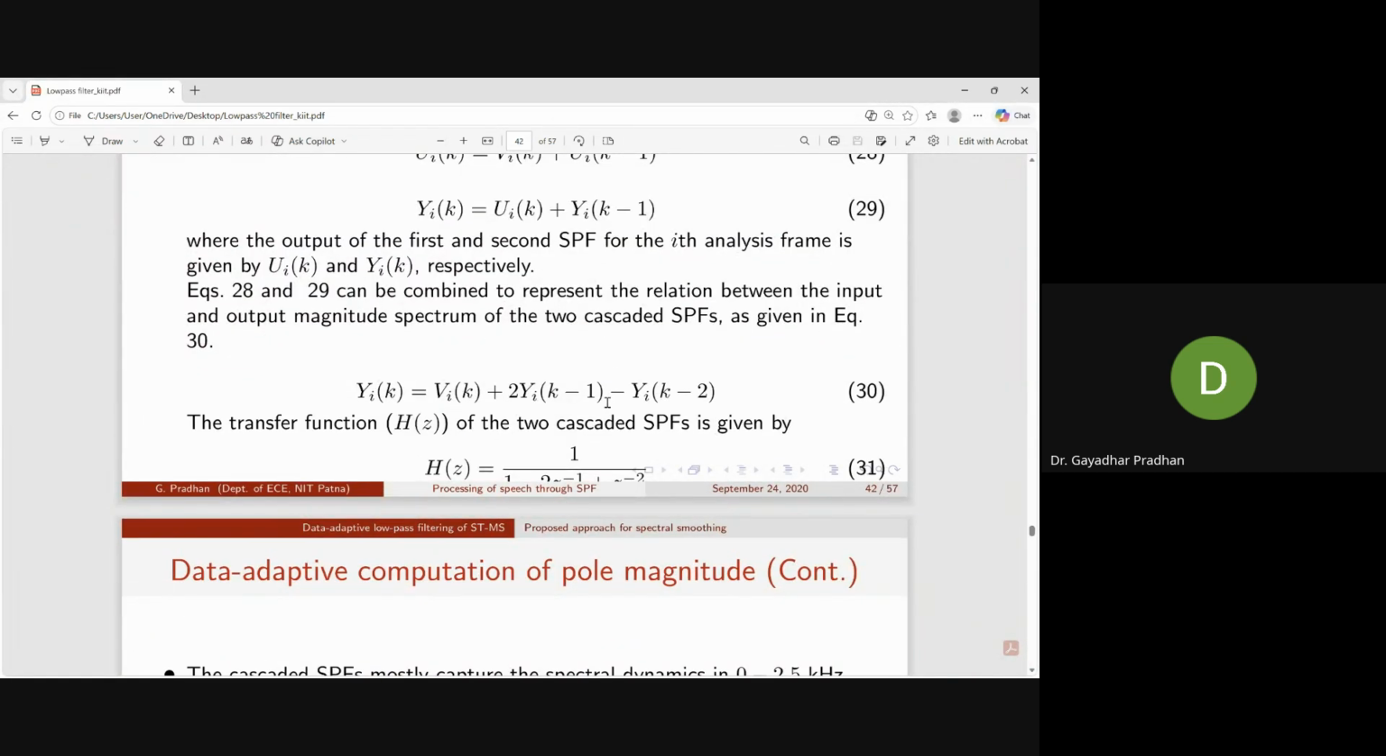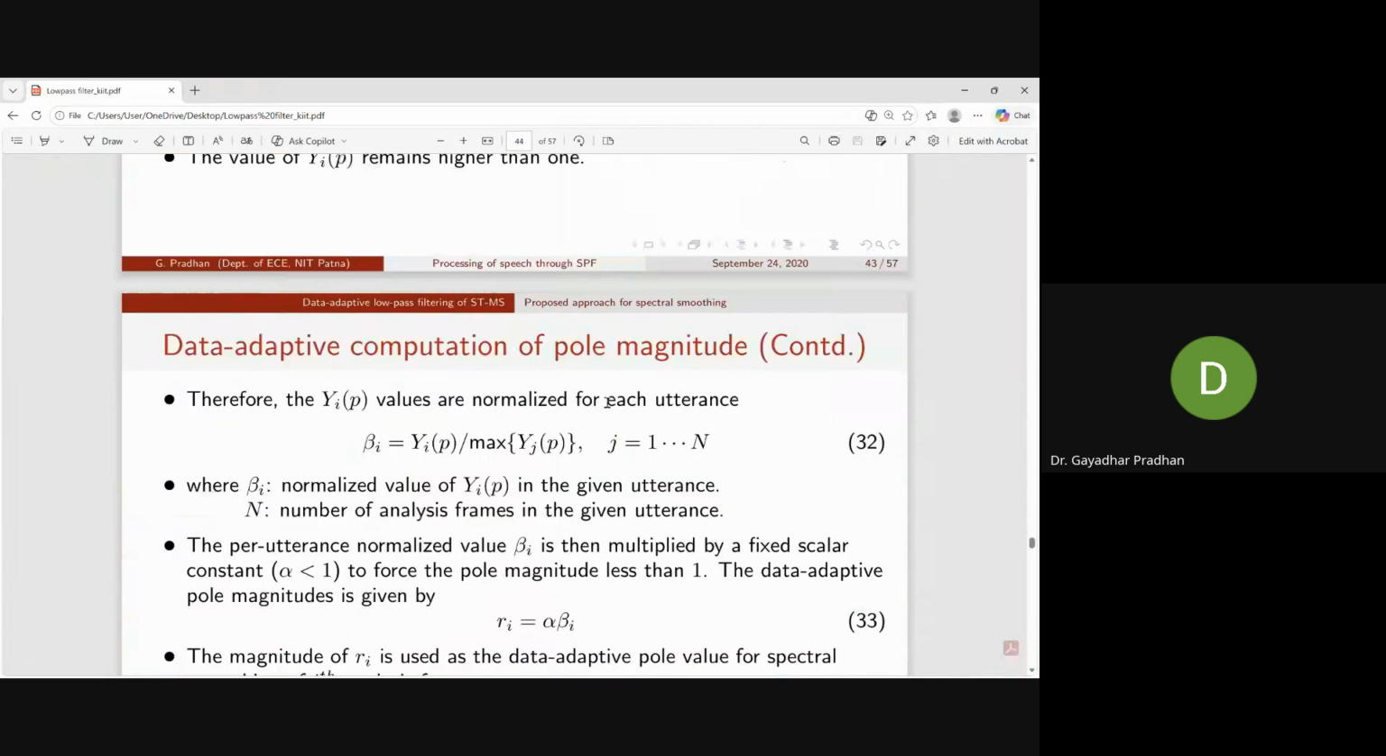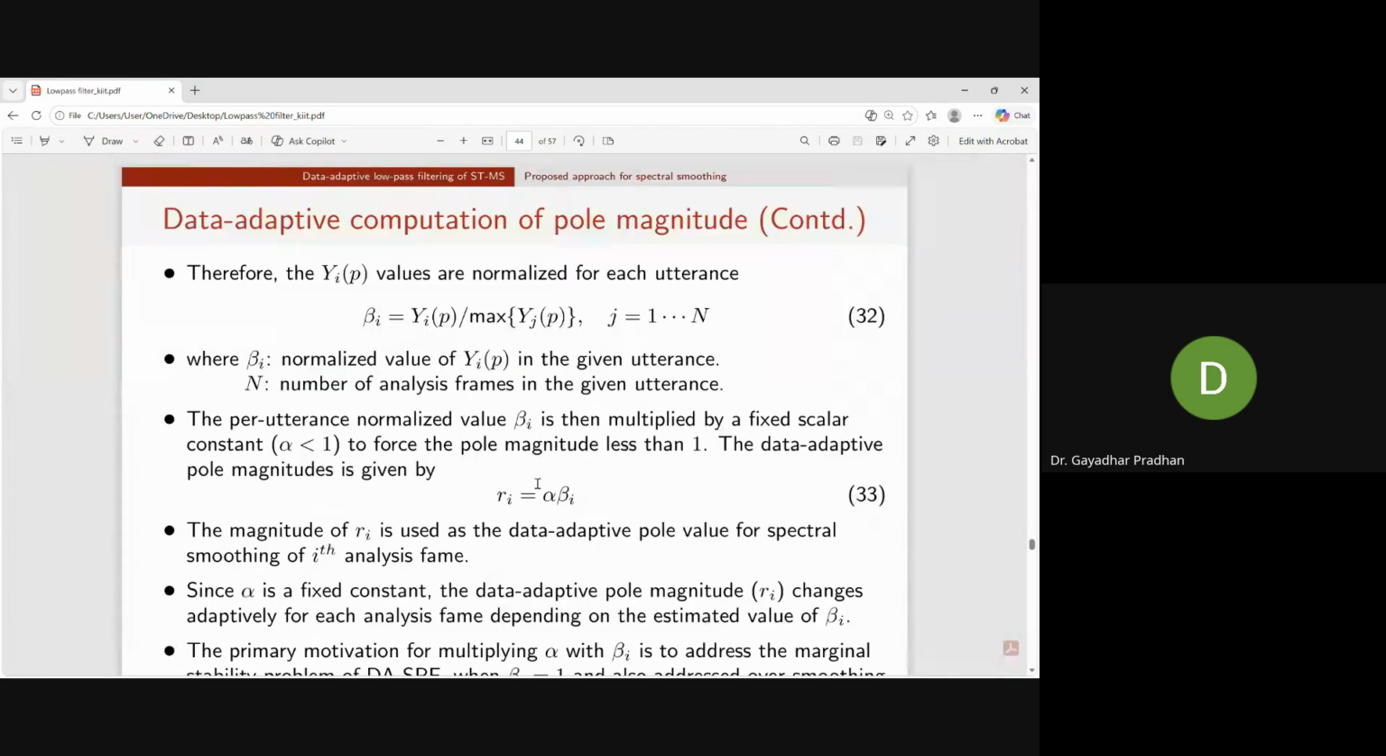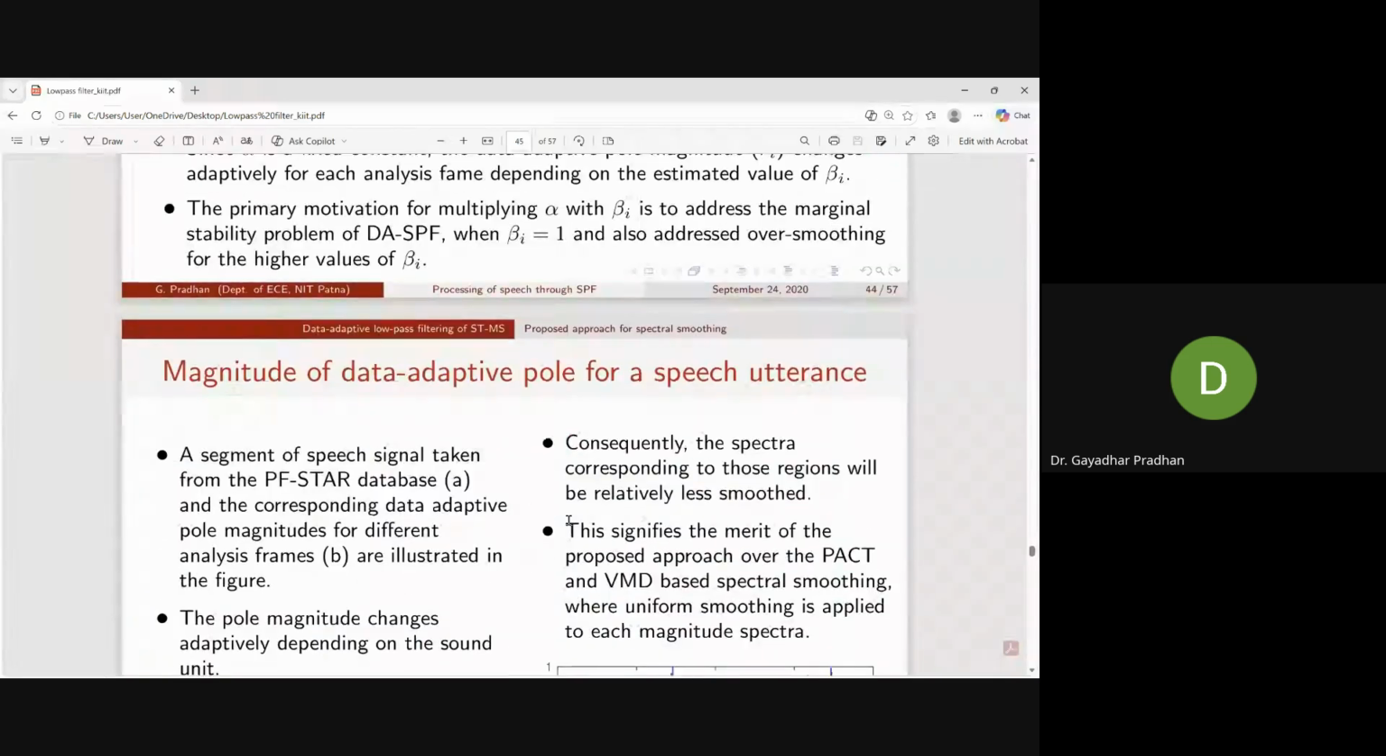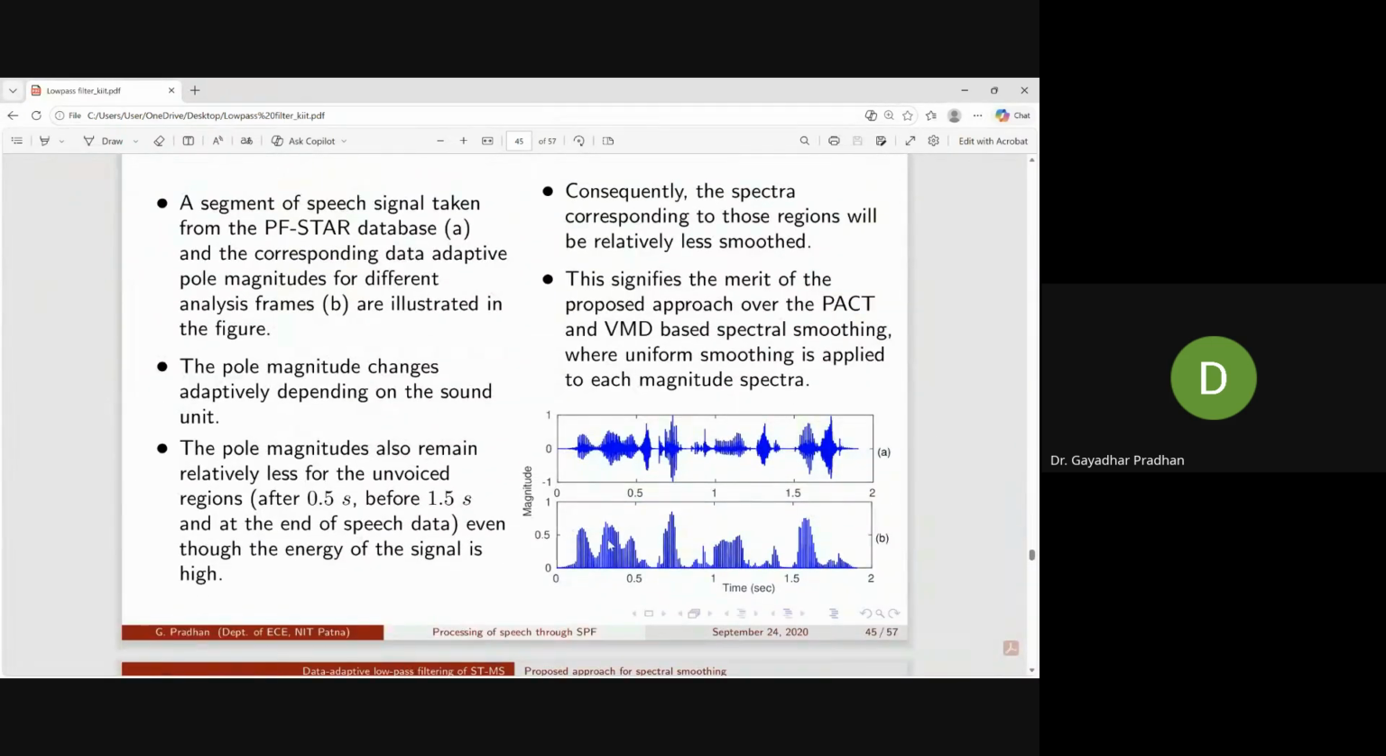This second filter and all, you can link it. Beta i, so we have to normalize it, and alpha. This is an adaptive filter because beta i is computed adaptively. We can see these beta values for different sound units are changing differently, in an adaptive manner. I need not fix 0.5, 0.8. This alpha value will be adaptively computed from the data. This is an adaptive low pass filter.